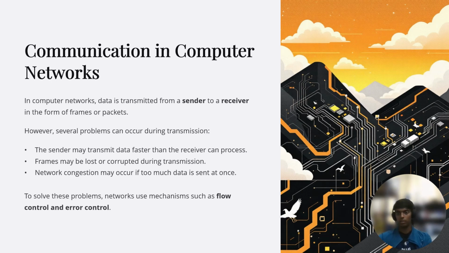In computer networks, communication takes place between two entities, a sender and a receiver. Data is transmitted in the form of frames or packets through the network. However, several issues can occur during data transmission. First, the sender may transmit data faster than the receiver can process it. Second, frames may get lost or corrupted during transmission due to noise or network errors. And third, if too much data is sent at once, network congestion may occur. To deal with these challenges, networking protocols implement mechanisms such as flow control and error control, which help maintain reliable communication.